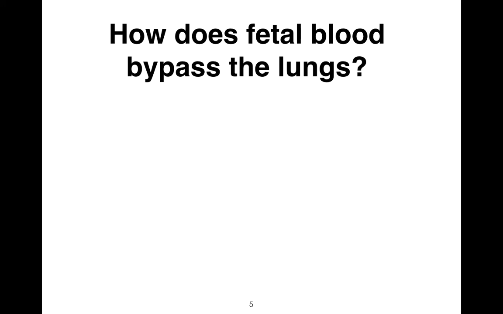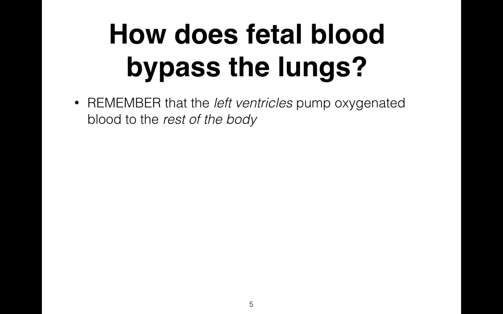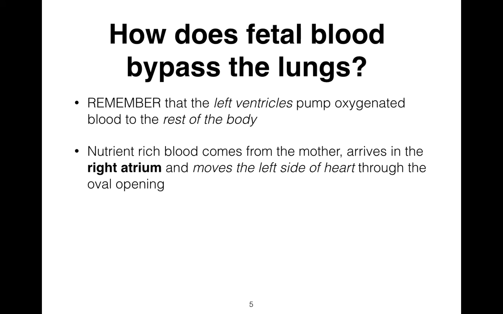So, how does fetal blood actually bypass the lungs? Well, let's remember, it's the left ventricle that pumps oxygenated blood to the rest of the body. Okay, that's a big idea, and it's very important to understand and to know. So, nutrient-rich blood, so oxygenated, comes from the mother, okay, and it arrives in the right atrium and moves to the left side of the heart through what's called the oval opening.